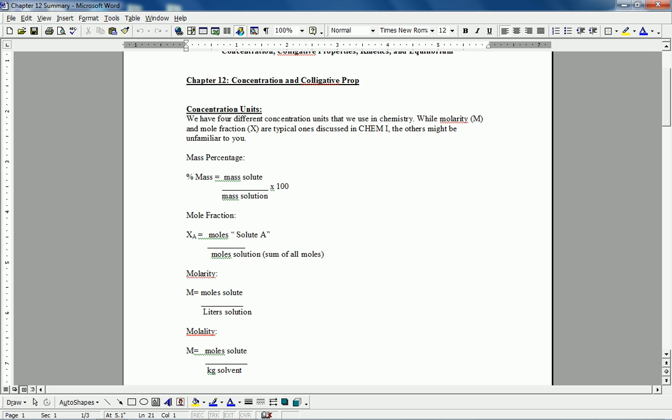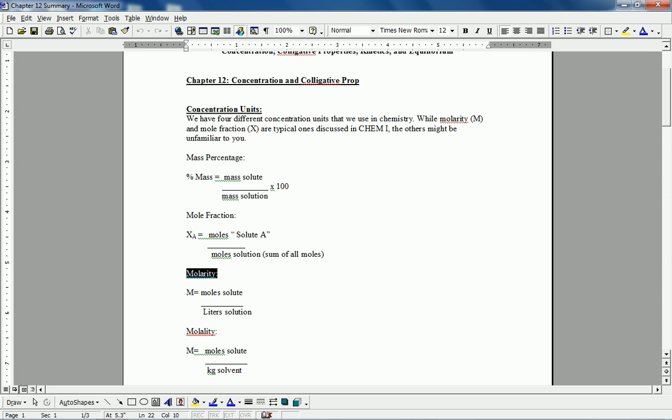The next unit of concentration is the mole fraction. X is the symbol for mole fraction. Again, a fraction is part over the whole. So part is solute A, solute B, and so on and so forth. So the moles of one component are divided by the moles of the entire solution, all components. And again, since this is mole fraction, we'll be dividing moles by one another. No multiplying here by 100 because we want to keep it in fractional form.